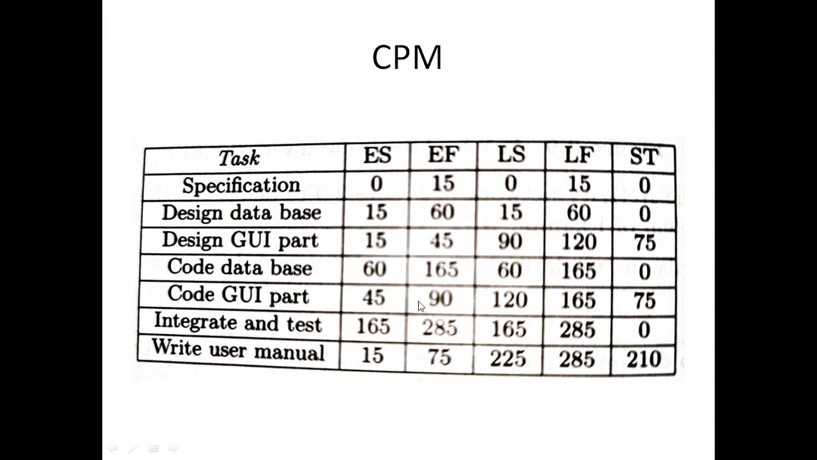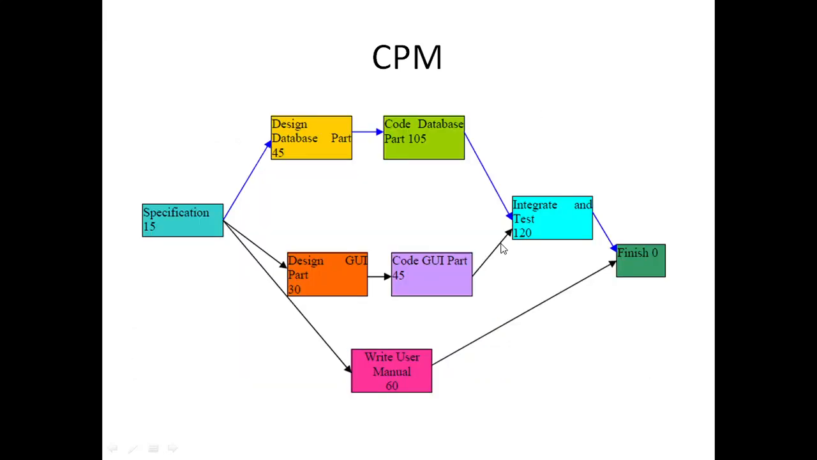we will get the latest start for GUI as 90 days. That is, even after 90 days, if we start this project, we can complete within the scheduled time. So that is why it is 90. So latest start is 90 here.